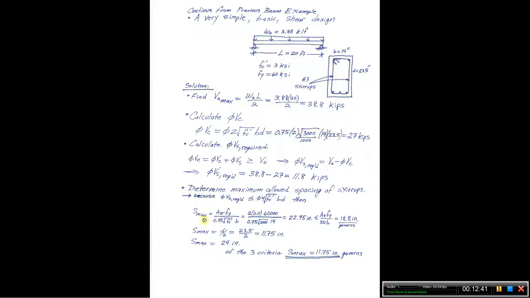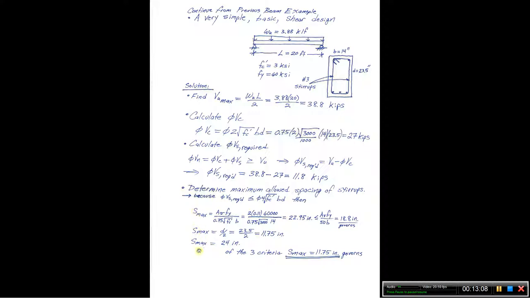This means these stirrups up here cannot be spaced more than these S max values. Well, it turns out in our case that if you check this, you would find that phi V sub S required is less than this. Hence, these spacing requirements do apply to us.